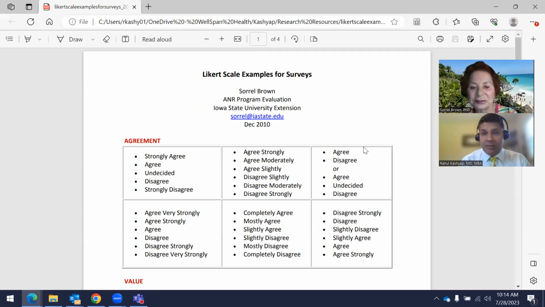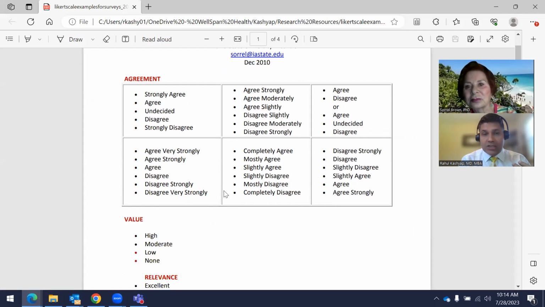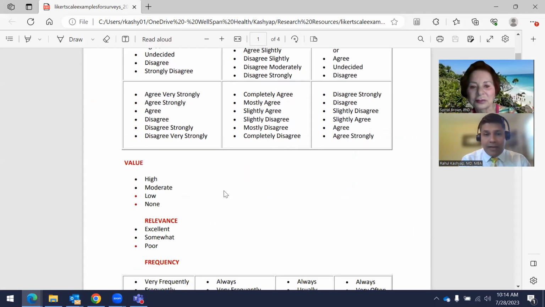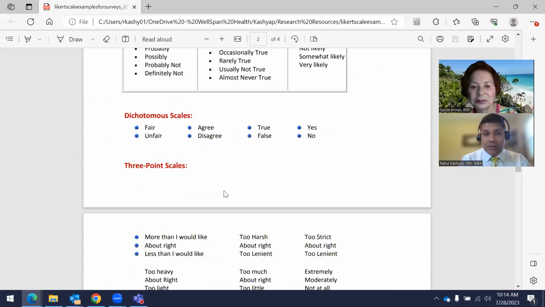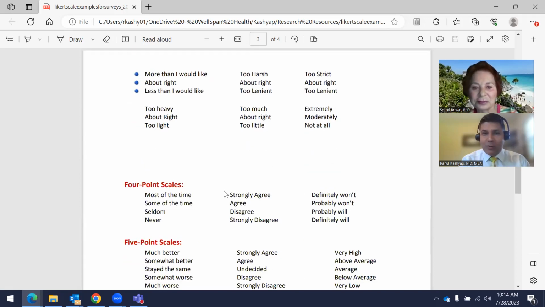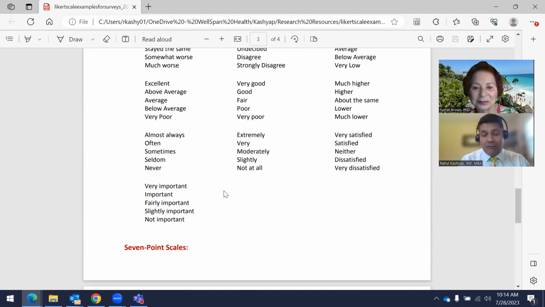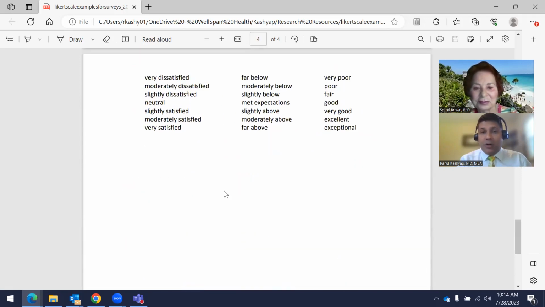If you're creating survey-based studies, some of these things could be very handy. As you would see, for agreement, she has several options. She's listed them as well for value, relevance, frequency, importance, quality, likelihood, and so on. She's also divided them into dichotomous scales, and 3-point and 4-point scales. Sometimes we worry too much about what we're going to do with the neutral in between. So she's providing 3, 4, 5, and 7 points in this regard. I found it very useful.